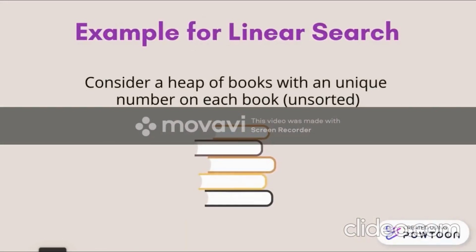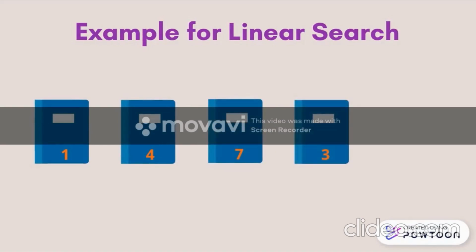Now let us see an example for linear search. Consider a heap of books with each book containing a unique number on it. And these numbers are not in any sorted order. That is, they are not in ascending order or descending order. So, if we have 5 books and they are numbered as 1, 4, 7, 3 and 5, as you can see, they are not in any sorted order.